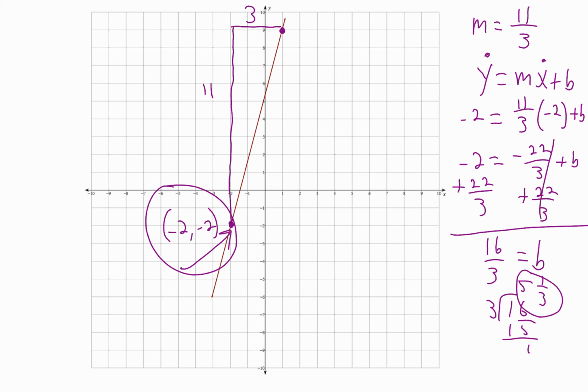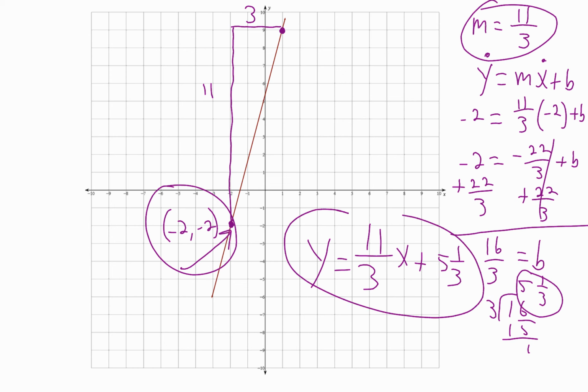So here was my slope, here's my y-intercept. Now I can write my equation: y = 11/3 x + 5 1/3. Right there. You might have wanted to guess, it looks like 5 1/2. But in actuality, it was 5 1/3, a little bit less than a half. So when you don't know exactly where the y-intercept is, you've got to use this procedure of taking 2 points, calculating the slope, and then using y = mx + b to get the y-intercept.